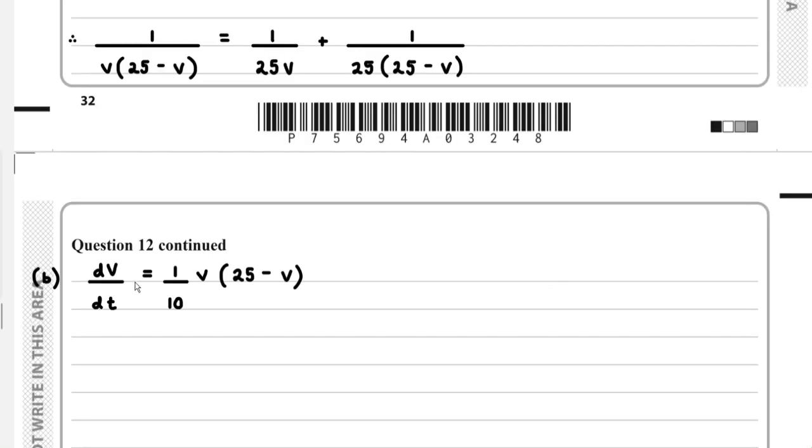For part B, we have dV over dt equals 1 over 10 V multiplied by (25 minus V). If we separate the variables and then integrate, we have the integral of 1 over V multiplied by (25 subtract V) with respect to V equals the integral of 1 over 10 dt. And we can use the result from part A to rewrite the left-hand side of this equation.